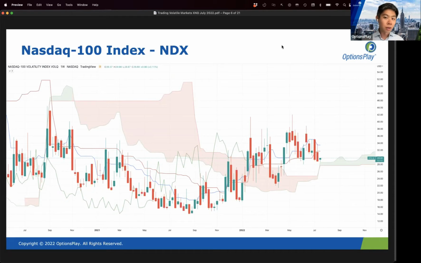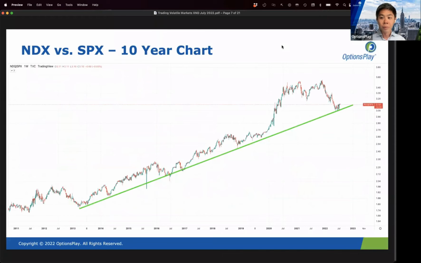But like I said, we still have 4 days left for that weekly candle to close back above that conversion line. And if we do see that close above that conversion line, we could see that rally up to that 13,200 level. So we'll know in the next 4 days or so.